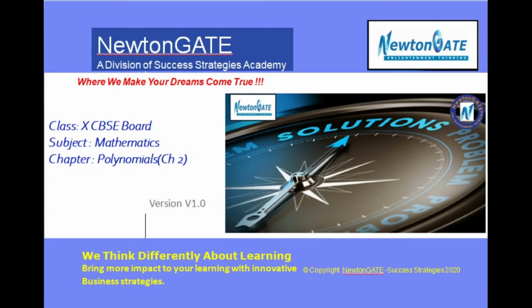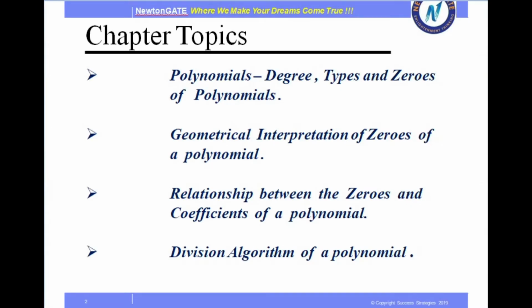In this video, we will discuss the second chapter in CBSE mathematics, that is polynomials. We will briefly go through the following topics. What are polynomials, their definition, degree, types, and what are the zeros of a polynomial. Next, we will move on to the geometrical interpretation of zeros of a polynomial, that is, in graphical representation or pictorially, what the zeros of a particular polynomial look like.